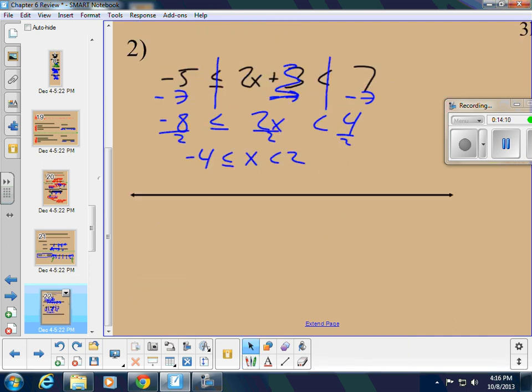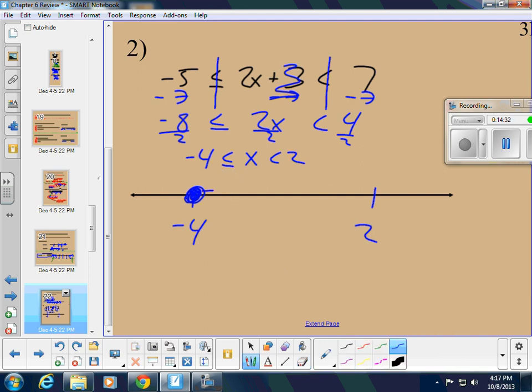If I'm going to graph it, -4 is my lowest number. 2 is my greatest number. I'm going to have a closed circle on -4 because -4 can be less than or equal to whatever x is, so it could be equal. And then x has got to be bigger than -4, right? Again, if you think alligator eats the bigger number, if that helps you remember that, okay?